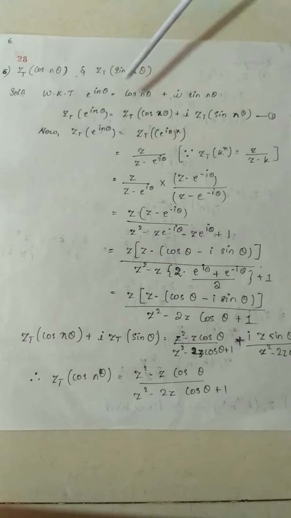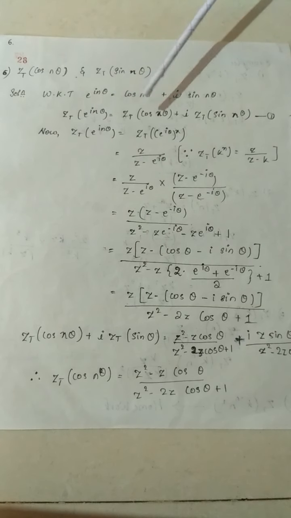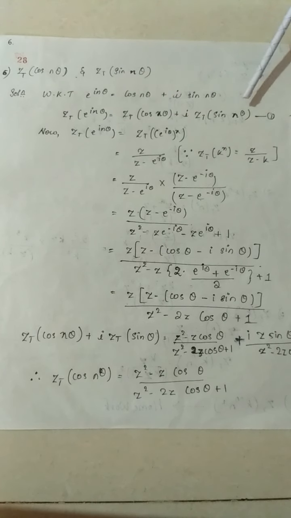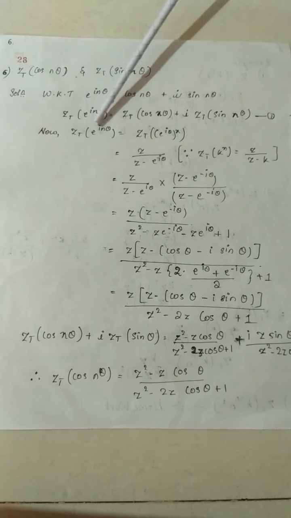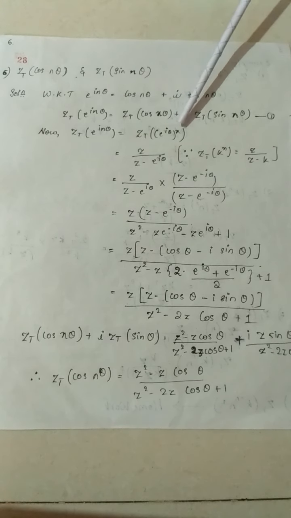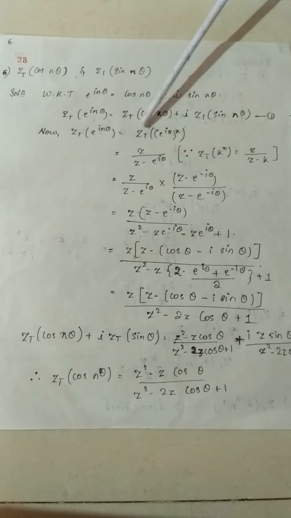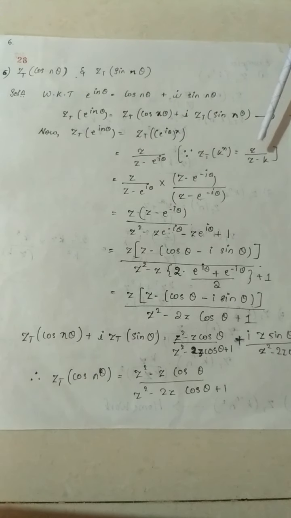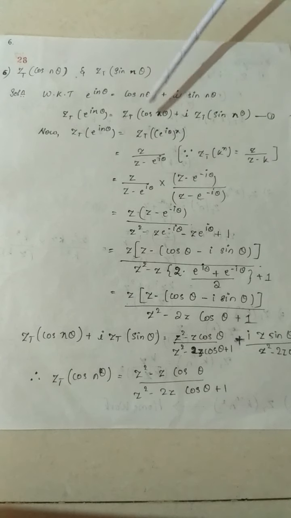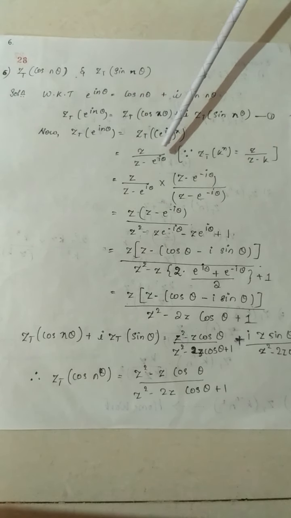So take Z transform on both the sides of e raised to i n theta. We get Z transform of cos n theta plus i into Z transform of sin n theta. Now Z transform of e raised to i n theta, rewrite it as Z transform of (e raised to i theta) whole raised to n. So now this is of the form Z transform of k to the power n. Z transform of k to the power n, as we know, is z upon z minus k. So here replace k by e raised to i theta. So we get z upon z minus e raised to i theta.